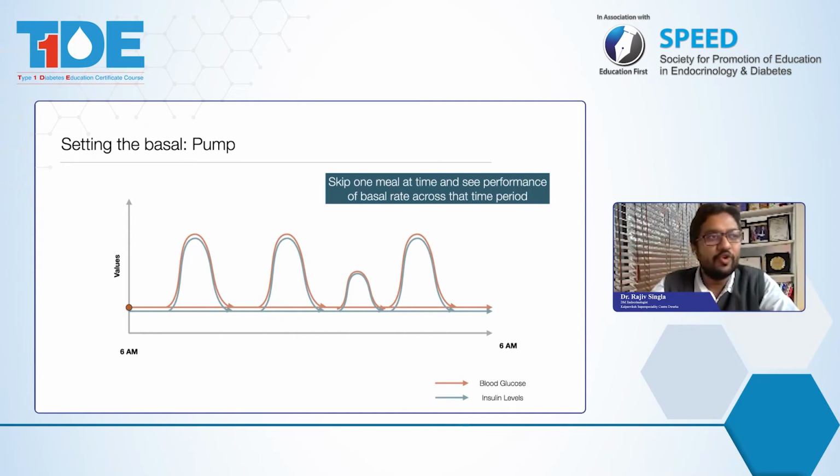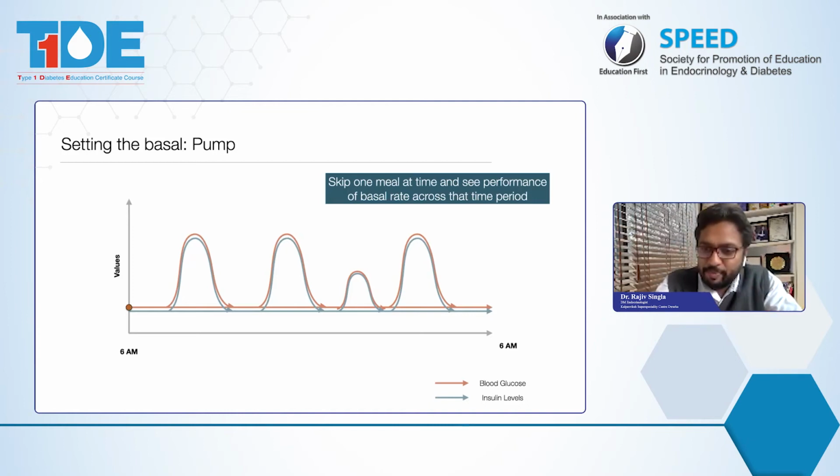But for the pump, we again do the same all across the meal. Across each meal, we go ahead and check how our basal holds on. All across the meal means that I skip the breakfast and then I see whether my basal dose is holding during the morning period. Then I skip my lunch and then see my basal glucose values during lunchtime, and then I repeat a similar thing during my dinner time. So that's how you set your basal.